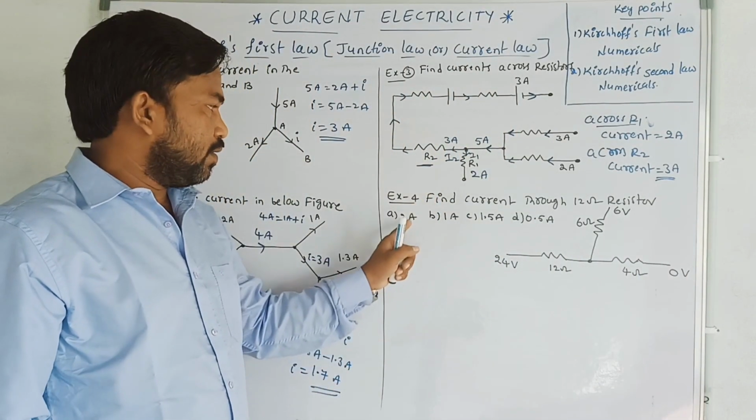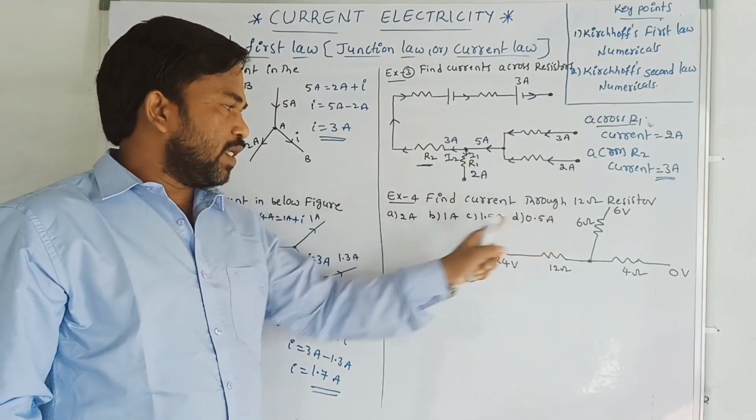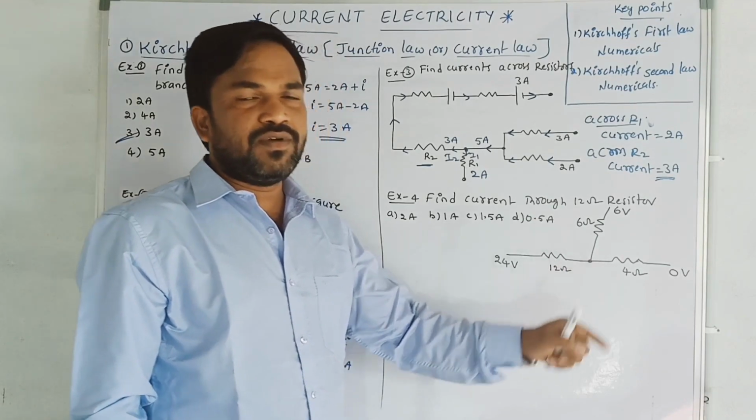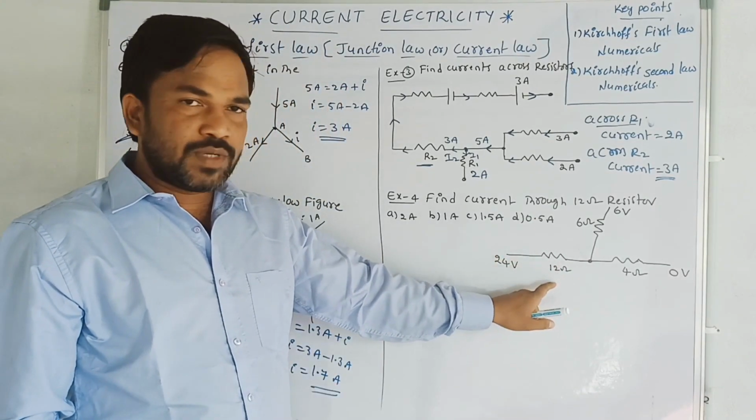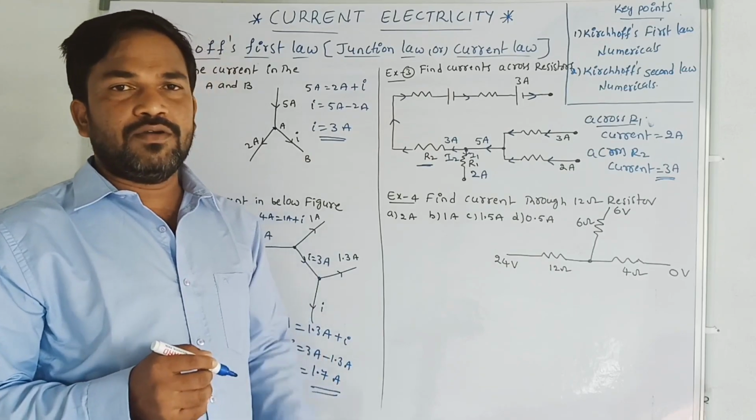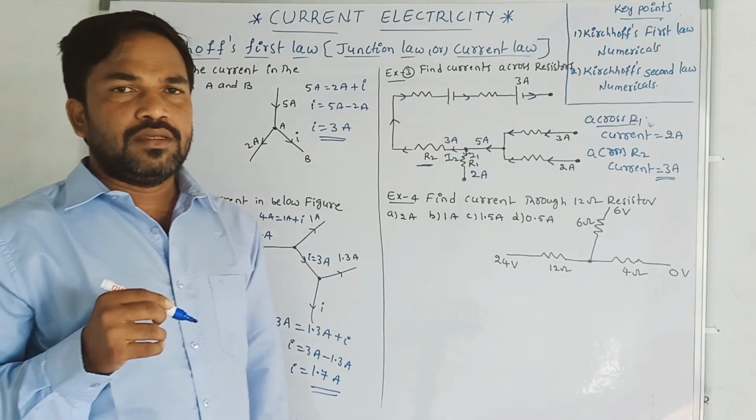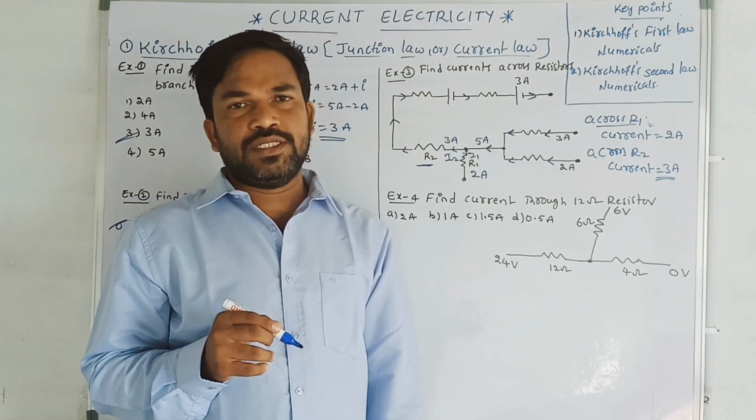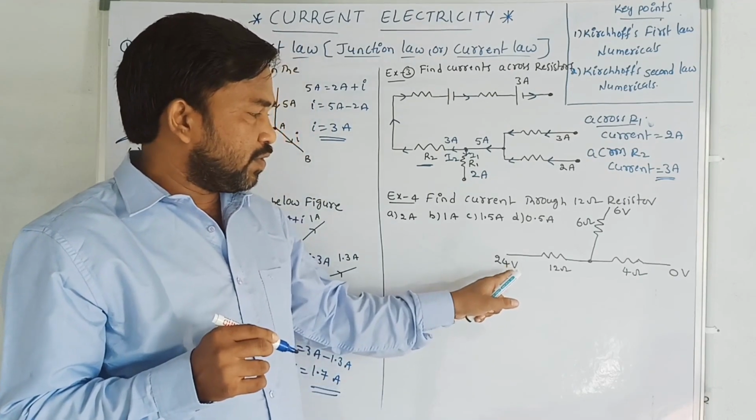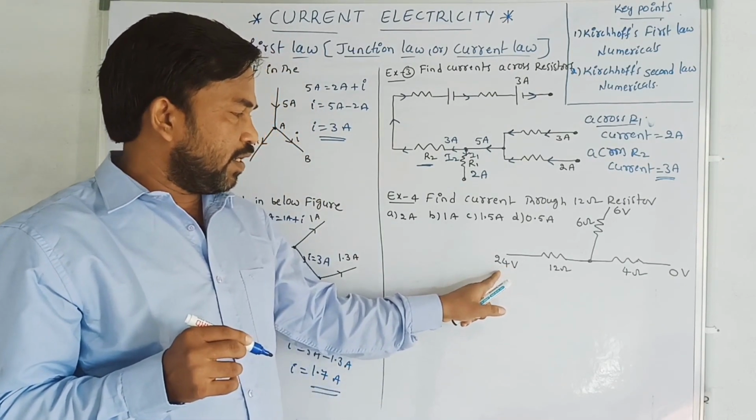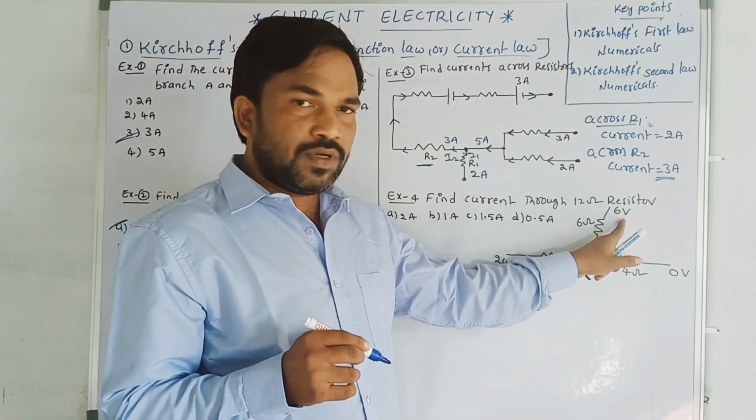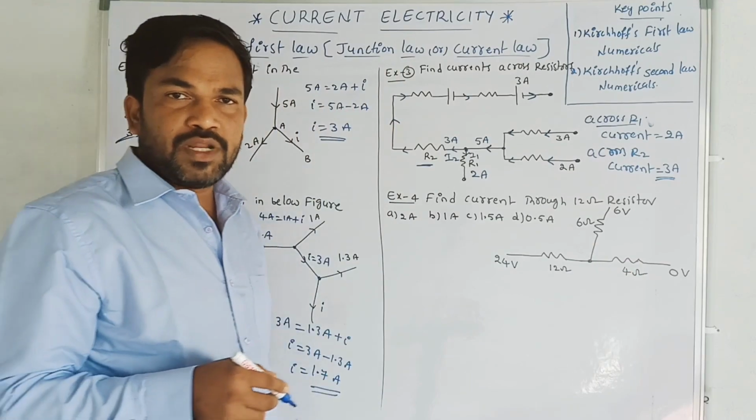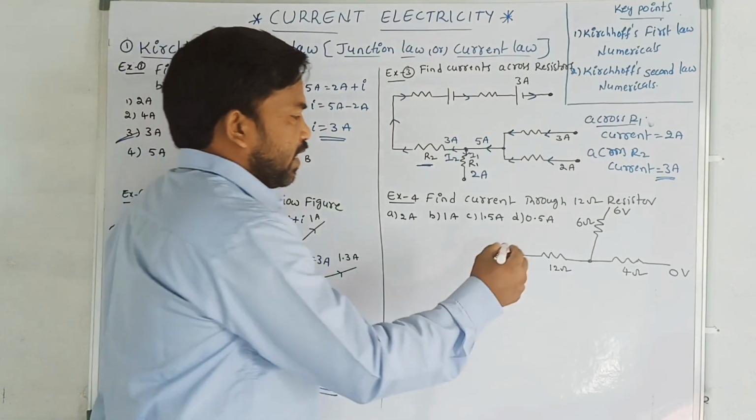Next, find the current through the 12 ohm resistor in the given circuit. This is the diagram given. In this circuit we have to find the current across the 12 ohm resistor. Remember, current always flows from higher potential region to lower potential region. From where do we have to start the current? If you observe, there is a 24 volt potential, a 6 volt potential and a 0 volt potential. So current always flows from higher potential to lower potential, which means our current starts from here.